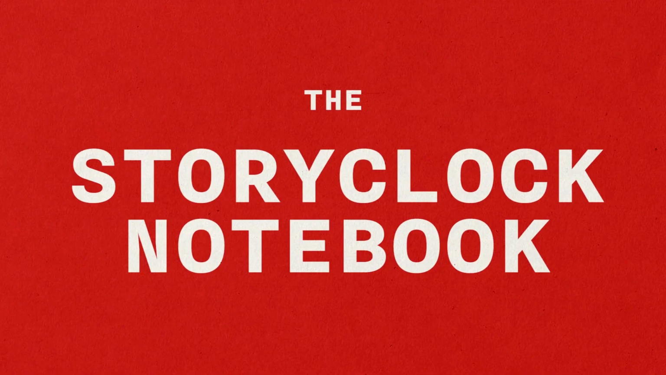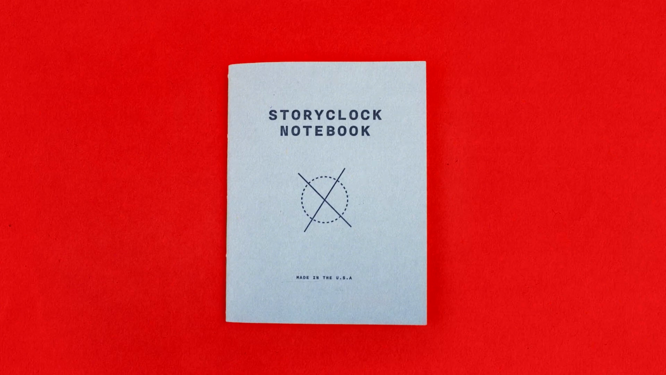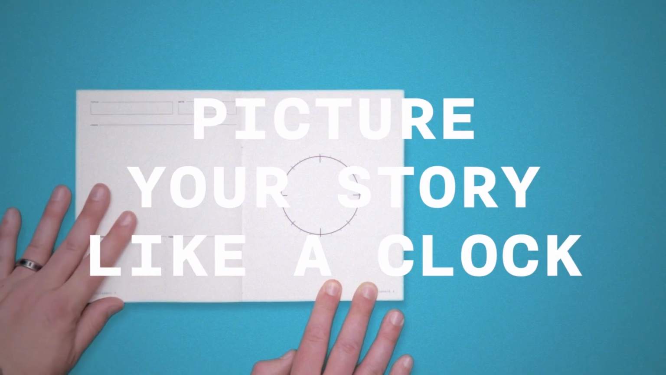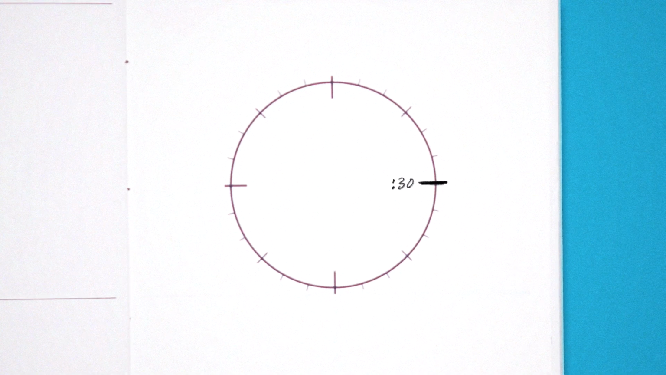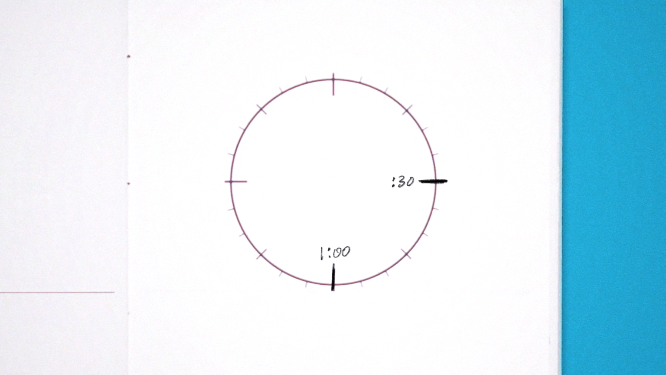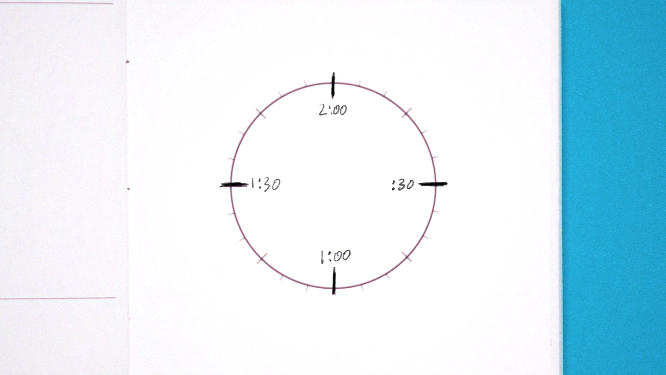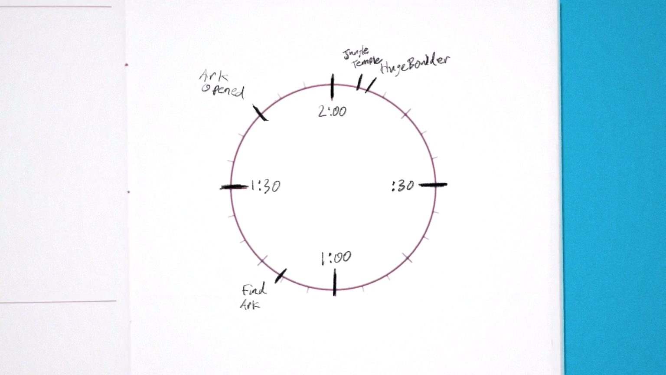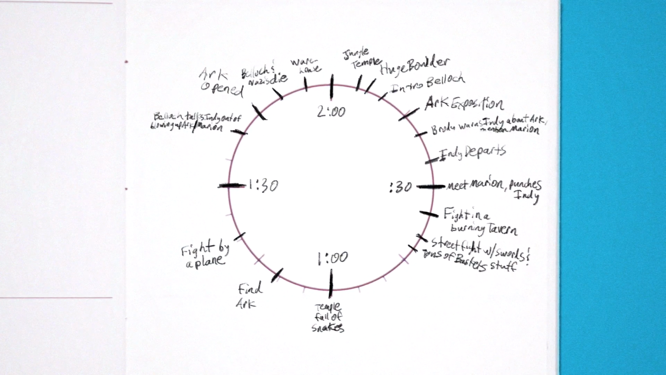This is the Story Clock Notebook. It's a notebook purpose-built for turning your ideas into stories. Picture your story like a clock. Say you're writing a 2-hour movie. 3 o'clock would be the 30-minute mark, 6 o'clock would be the hour mark, and so on. Chances are you have at least a vague idea of when some of this stuff should probably happen. So drop your ideas into those places, and now we're working with something.